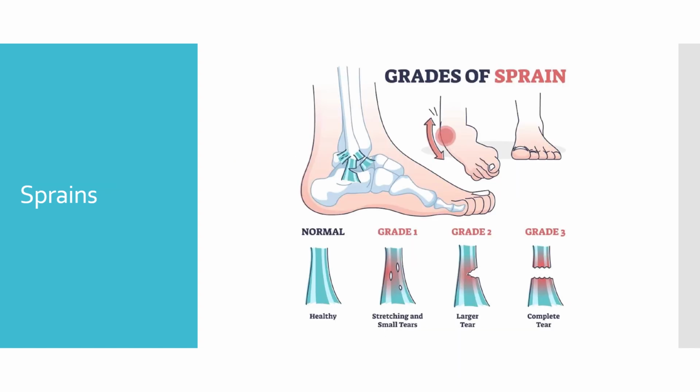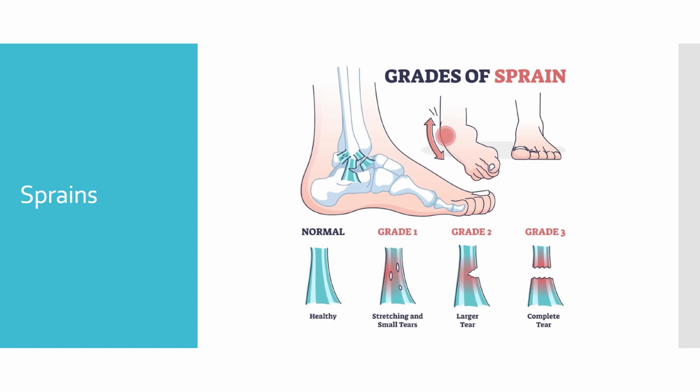So this image shows the grading system for sprains using the ankle as an example. Grade 1 sprain involves microscopic tearing of ligament fibers. The patient will have mild pain and swelling, but the joint remains stable. Most people can still bear weight. A grade 2 sprain represents a partial tear of the ligament. There's moderate pain and swelling, and some joint laxity may be present. Weight bearing is typically painful and difficult.